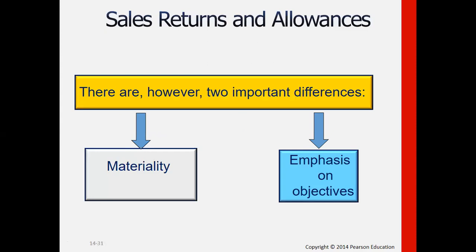Because if we are going to take note, guys, for materiality, if we compare the returns and allowances versus the sales, of course, the sales returns and allowances would be much smaller compared to the total amount or value of sales. And then for the objectives, so there would be differences though, because now we are looking into the deductions of the sales and the goods which are actually returned.